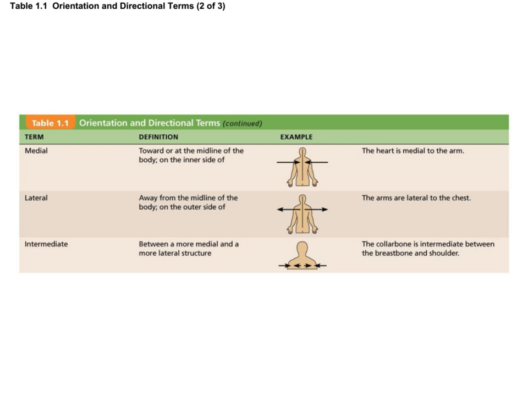We can also look at medial and lateral. So medial is towards the midline. Lateral is away from the midline. So they're another pair and they're opposites of each other. So for example, the nose is medial to the cheek, but the cheeks are lateral to the nose. And we don't really use intermediate too much, but that's between a more medial and a more lateral structure.